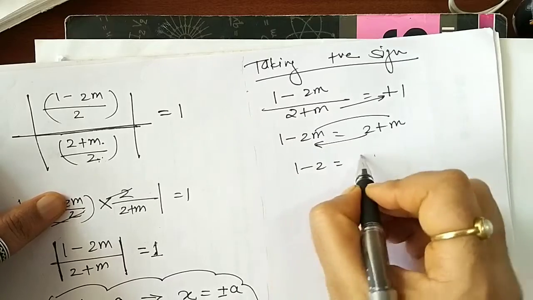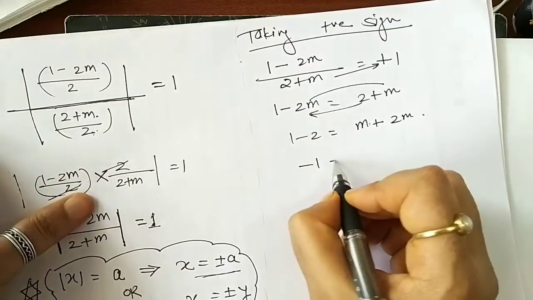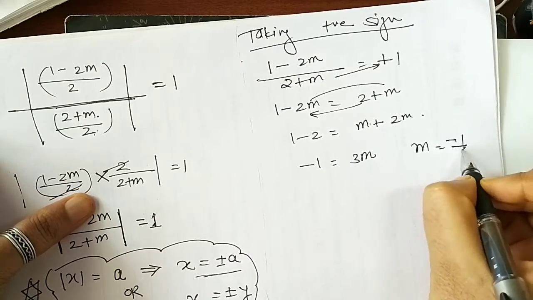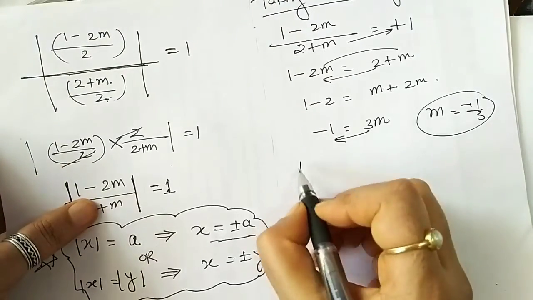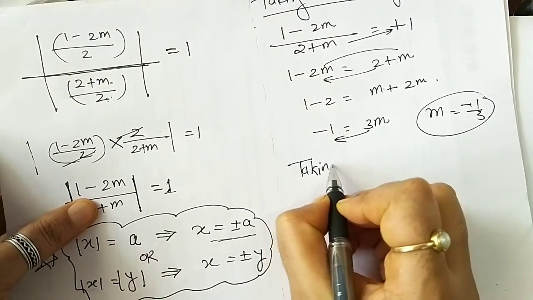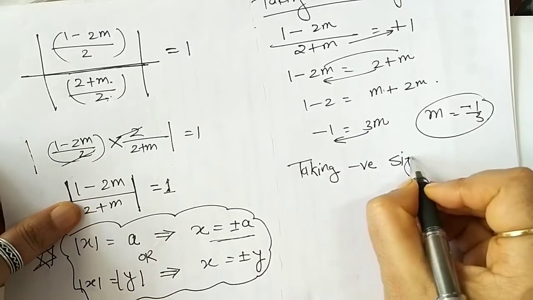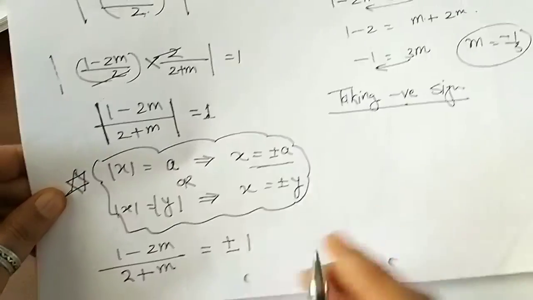So 1 minus 2 is m plus 2m, which is minus 1 is 3m, which is m is minus 1 by 3. I hope you understood. 3 is here. But now I have to take what? Negative sign also. This is one possibility. So don't forget the minus sign. Okay? So this with the minus sign.